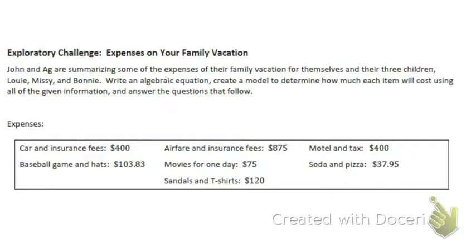But for now, right here, we're looking at the exploratory challenge. So let's just have you guys follow along right now while I read this part. So it says, John and Ag are summarizing some of the expenses of their family vacation for themselves and their 3 children, Louis, Missy, and Bonnie. Write an algebraic equation, create a model to determine how much each item will cost using all the given information.